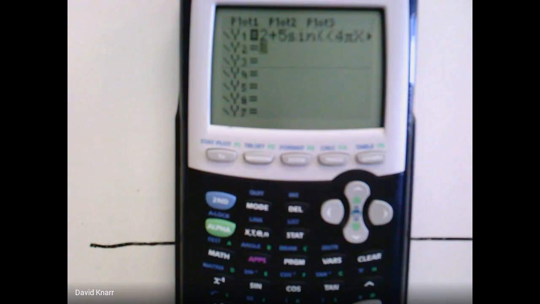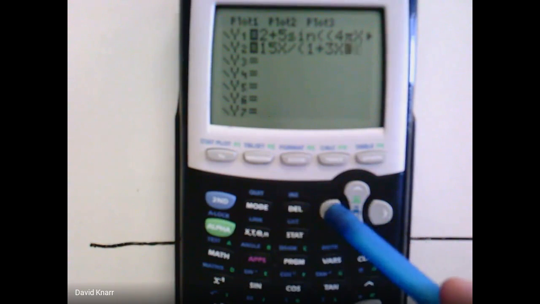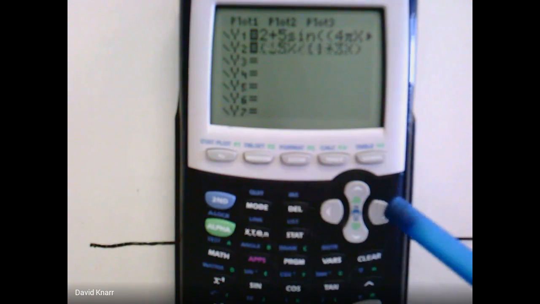Enter on that one. And then I also have to graph 15x over, I'm going to put this in parentheses on the bottom, 1 plus 3x. If you don't put it in parentheses, you're going to run into trouble. Okay, I'll put both sets in parentheses. I don't really need both of them, but I definitely need one of them. I definitely need the bottom in parentheses, otherwise it doesn't work.